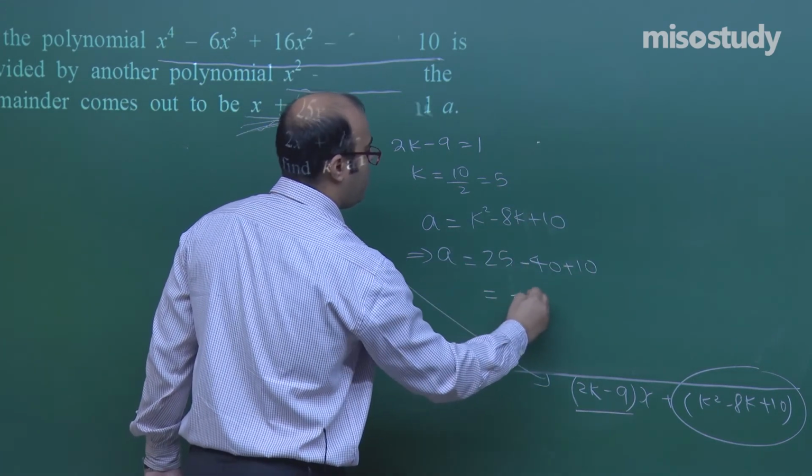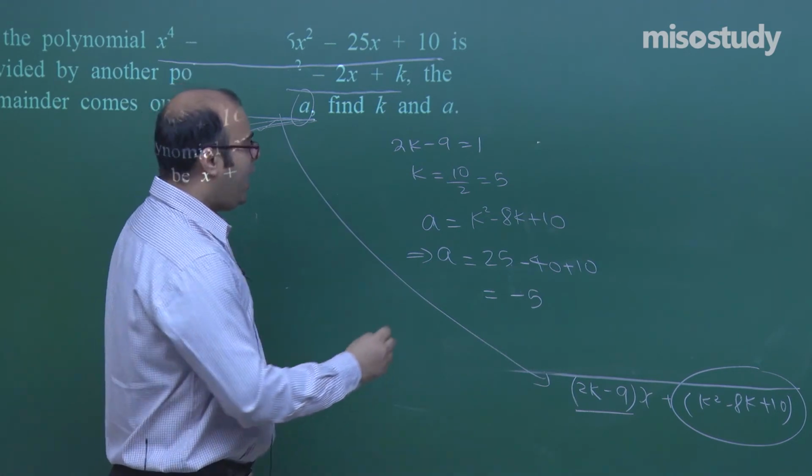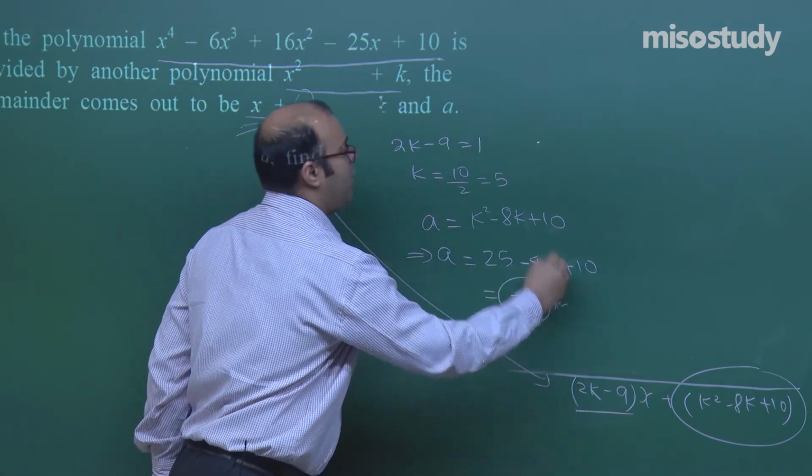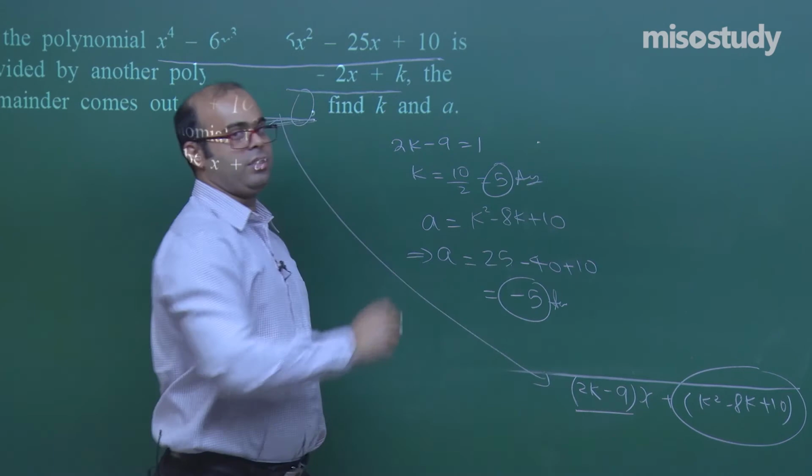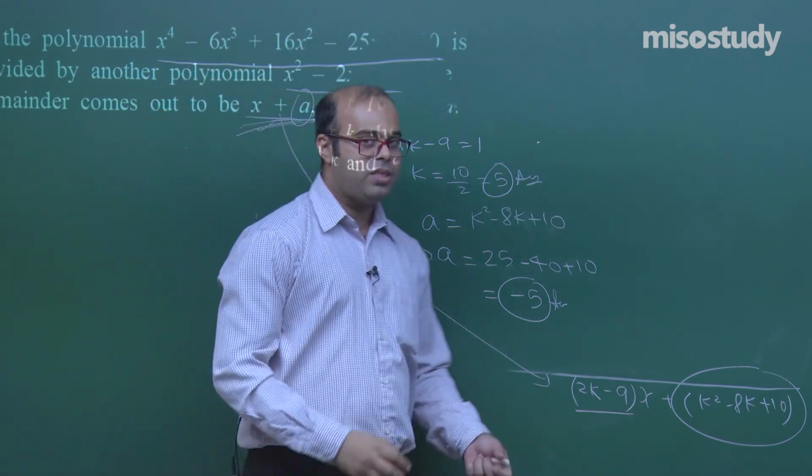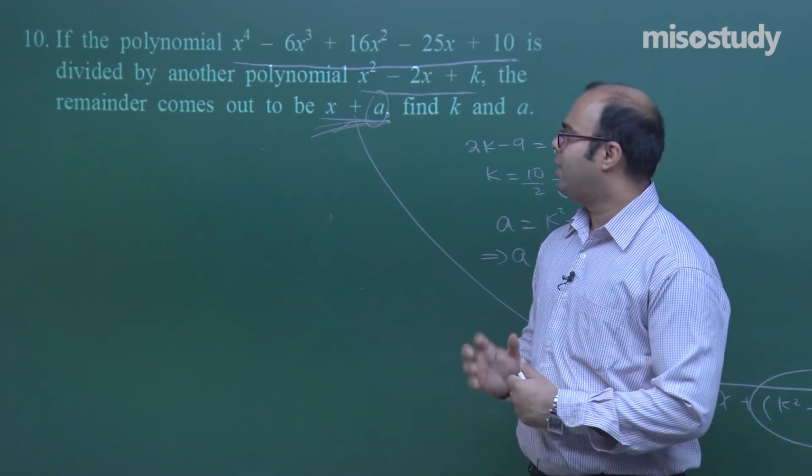So, what do we get? Minus 5 as the answer. So, a is minus 5, this is your answer, and k is 5, this is also your answer. So, by using polynomial division we can find k as well as a in this question.